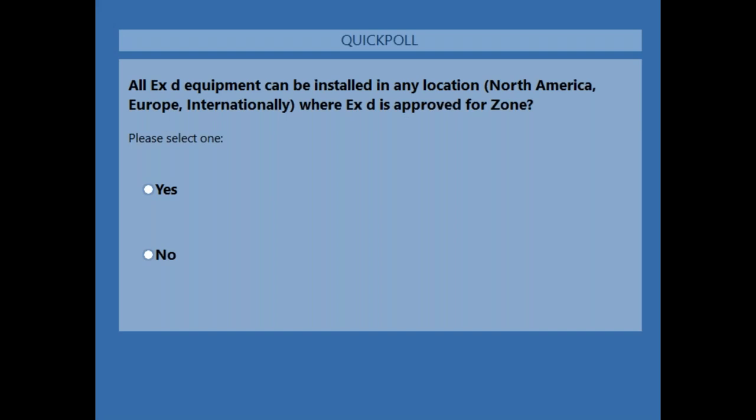I should say, can all EXD equipment be installed in any location? Yes or no? If I had an AEX, American EX, explosion proof device, can that be installed in an ATEX country? We're a country that requires IECEx equipment.